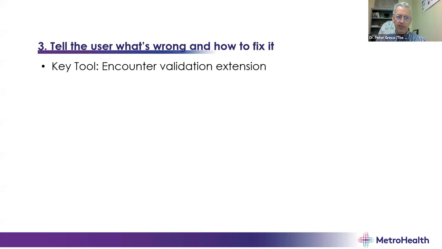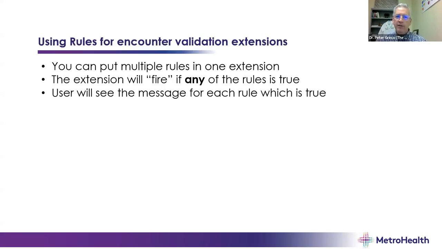And then the third piece of this is tell the user what's wrong and how to fix it. And the key tool for that, again, is an encounter validation extension. And I'll show you that. Now, one of the great things about encounter validation is you can use rules, which means if you can write the rule, you can get the message that you want to the user. And you can also put multiple rules into one extension, which really simplifies the build in a lot of ways.